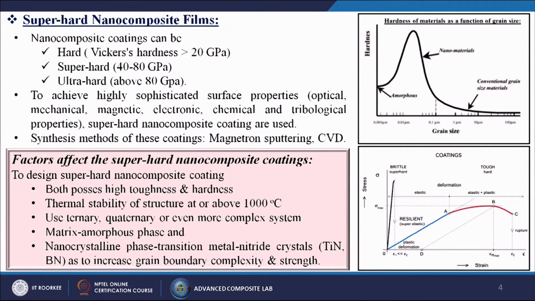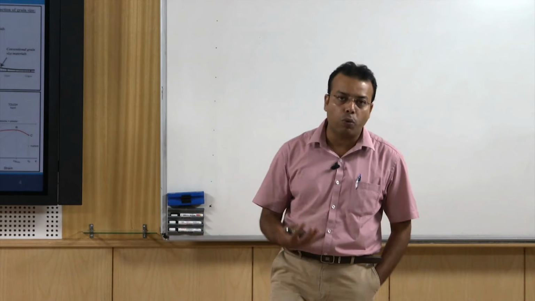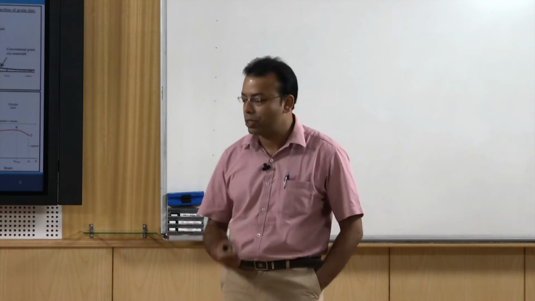To achieve highly sophisticated surface properties like optical, mechanical, magnetic, electronic, chemical and tribological properties, super hard nanocomposite coatings are used. The synthesis methods of these coatings are magnetron sputtering or chemical vapor deposition techniques. So by these techniques we can do the coating of this kind of materials.